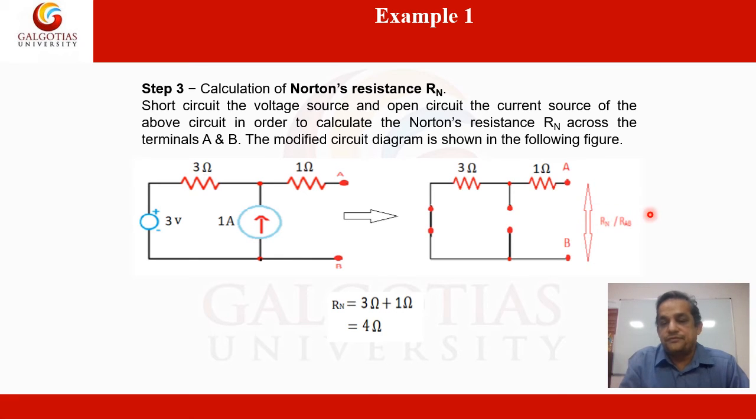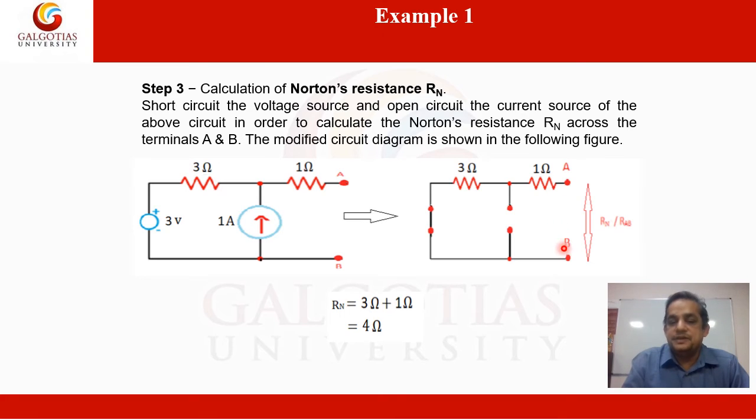So we see from terminals A and B, the 1 ohm and 3 ohm are in series. So the value of Norton resistance is 3 plus 1, both are in series. So 3 ohm plus 1 ohm is equal to 4 ohm. So the Norton resistance is 4 ohm.